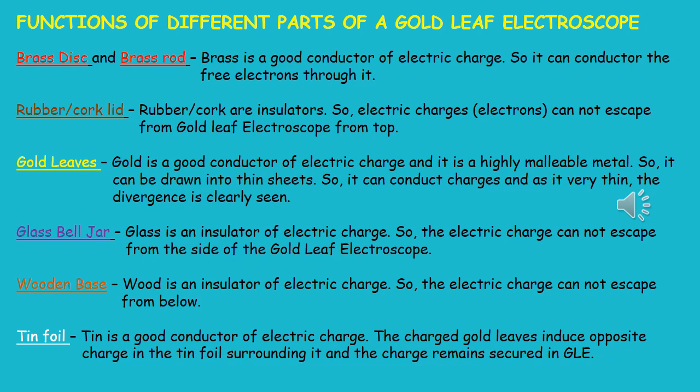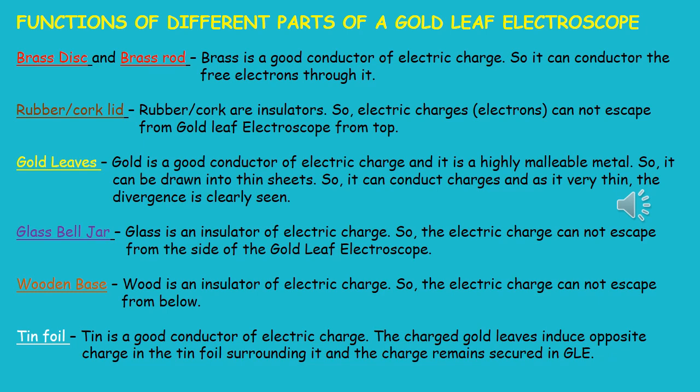Why gold leaves are used? Gold is a good conductor of electricity, of course, and it is a highly malleable metal. So it can be drawn into very thin sheets. So the sheets which we are using in electroscope are very light, having very light mass. So being a good conductor of charge, it can conduct charges, and as it is very thin and light, the divergence will be clearly seen.